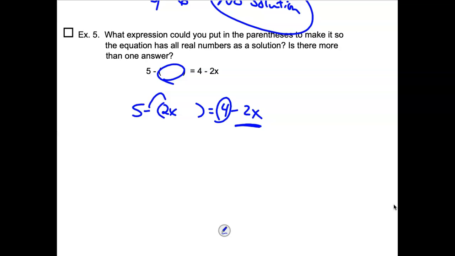That way I'd have 4 equals 4. So if I distribute this negative, what would I have to have here? So they got a 4. I think I'd have to have a positive 1, right? So I'd have 5 minus 2x minus 1, which turns into negative 2x plus 4. And those are the exact same expression. So that's all real numbers. No matter what you plug in, it's going to work. Okay? So that's what I got for that, 2x plus 1.